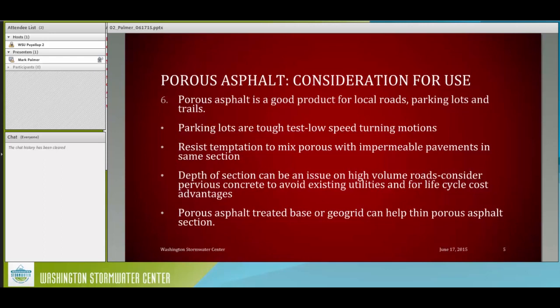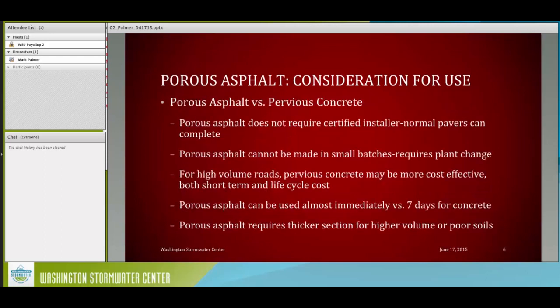And geogrid can also help thin your porous asphalt section and get it more competitive with concrete on higher volume roads. So since we're talking the topic of porous asphalt versus pervious concrete, there are some distinct differences, not necessarily pros and cons, but differences between the two.